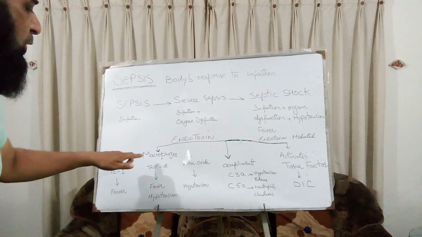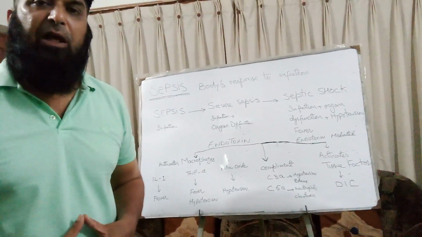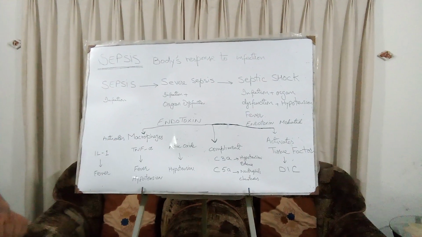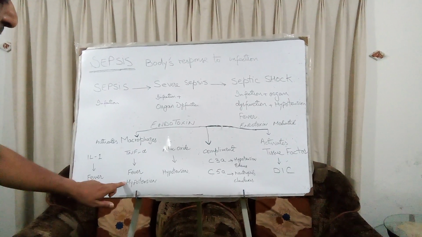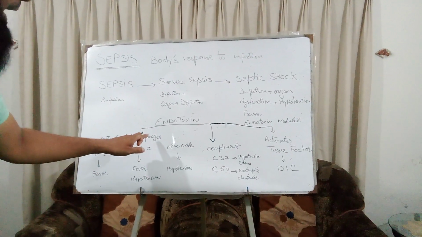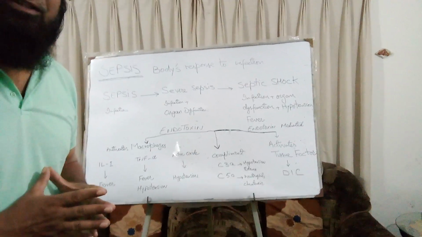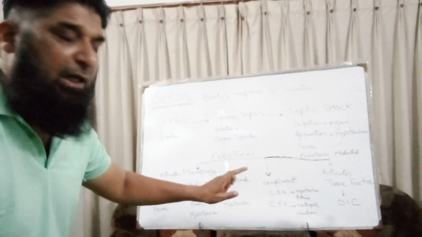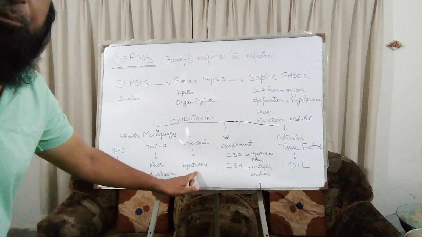Second, macrophages produce tumor necrosis factor. Tumor necrosis factor causes fever and hypotension. Thirdly, macrophages produce nitric oxide, and this nitric oxide leads to hypotension or decreased blood pressure.